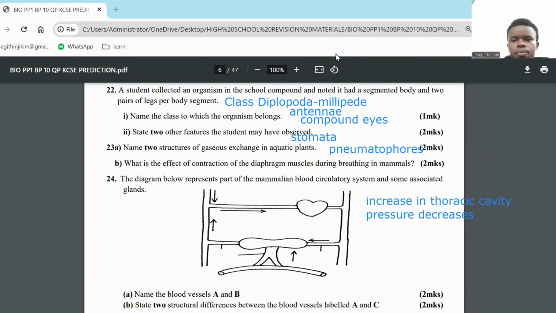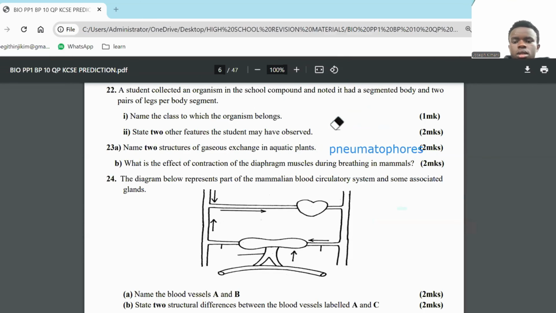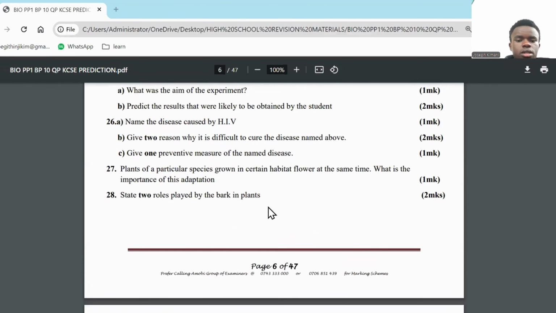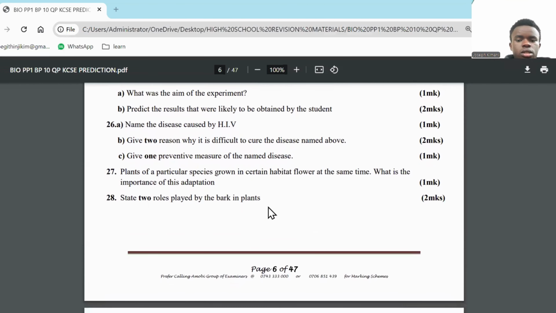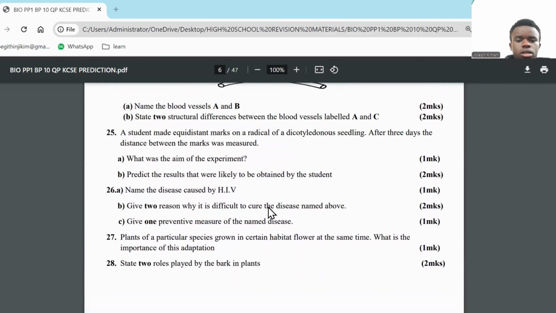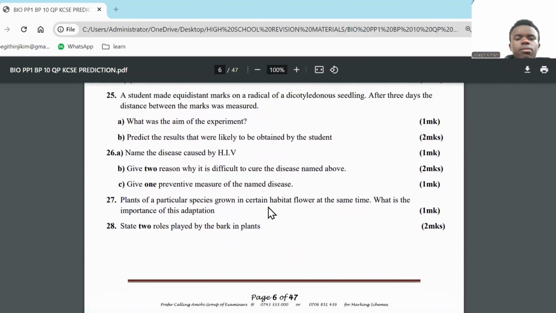Just a minute here. Okay, good to go. Now the next page, here we are. Okay. And number 25.